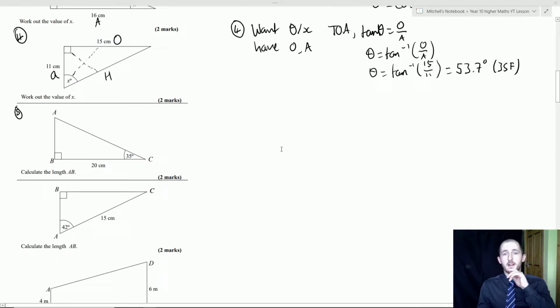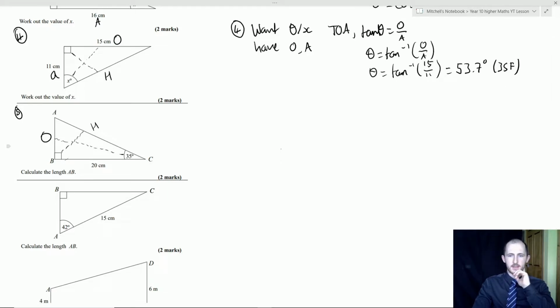Let's go on to question 5. And once again, we're doing the same thing. Start at your angle, draw a line going opposite. That is going to be your opposite side. Look at the right angle, dotted line, that's your hypotenuse. The one that's left is your adjacent.